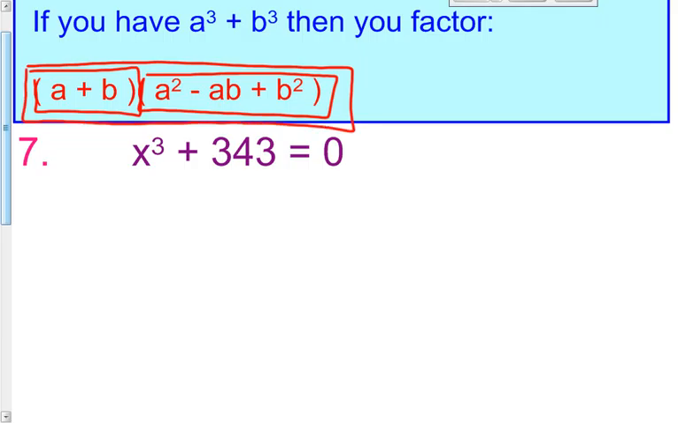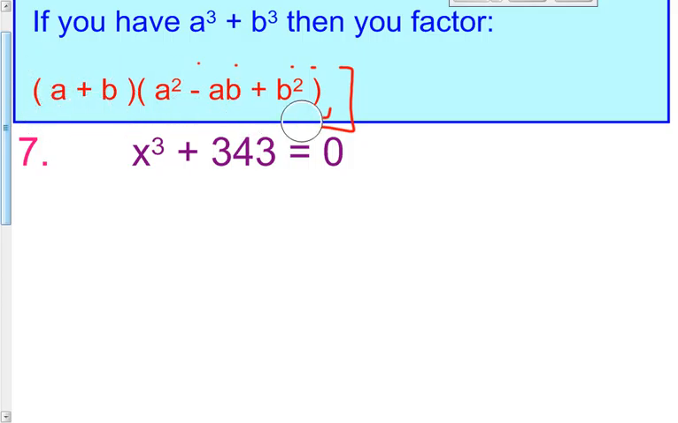So the first thing we have to do is we must define what A and B are. A and B is going to be the ticket for solving this equation. So A is always the cubed root of this number. So what times what times what is x cubed? The answer, x times x times x, is x cubed. So the cubed root of x cubed is x.